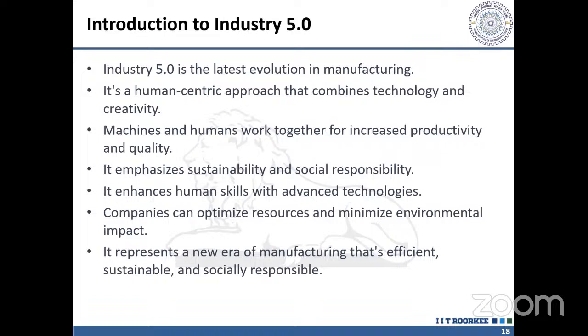of productivity, but also about creating a more sustainable and socially responsible manufacturing industry by emphasizing reducing waste, optimizing resources, and minimizing the environmental impact of their operations.